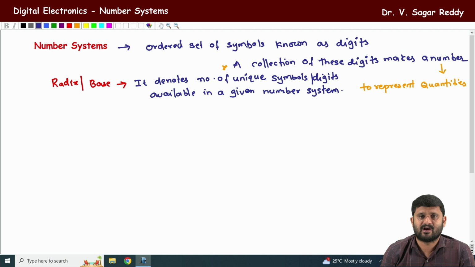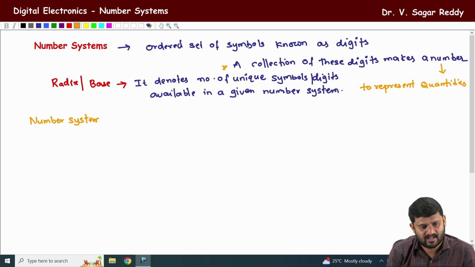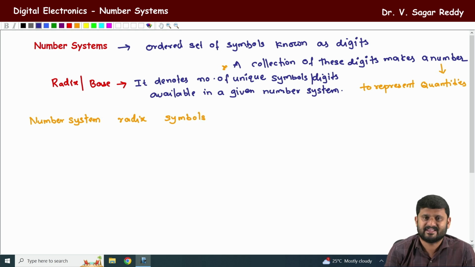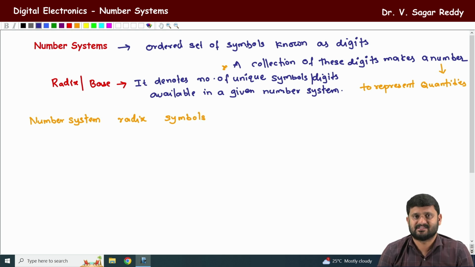So let's list out what number systems are available in digital electronics. First the number system type, the radix corresponding to that number system, and also the unique symbols we have in that number system. Since childhood we use a general number system, the decimal number system. If you want to count anything, we count in the decimal number system only.